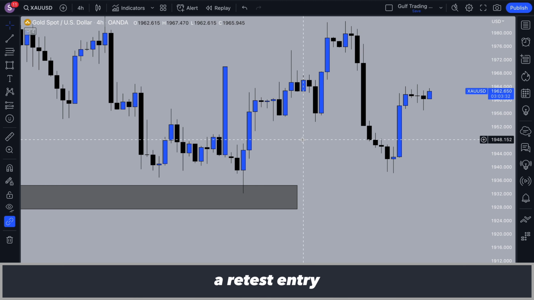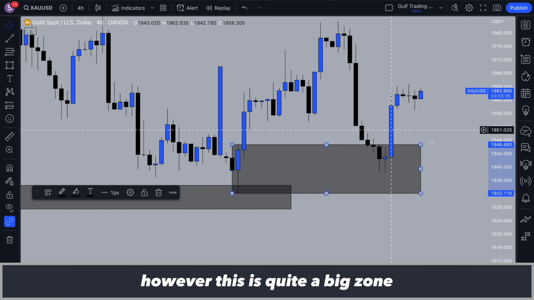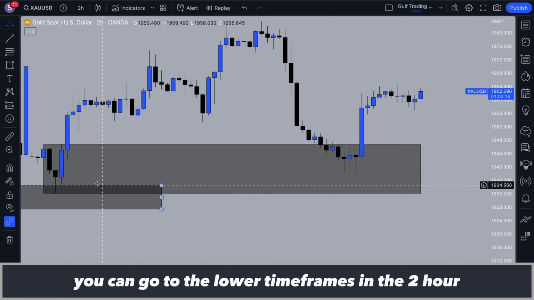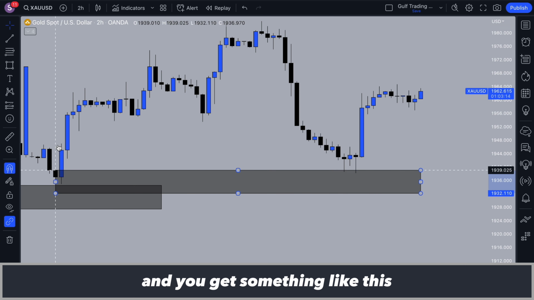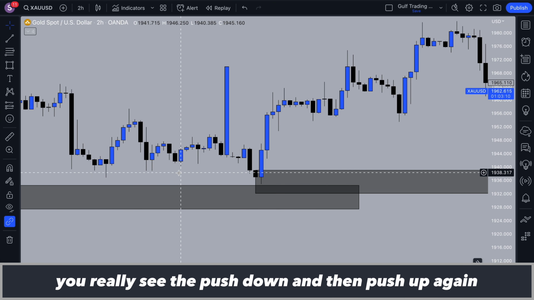confirmation, a retest entry, and you could either stay on the 4 hour, mark up this zone. However, this is quite a big zone, and so if you wanted to refine it a bit, you can go to the lower time frames, on the 2 hour, and you get something like this. Nice 2 hour zone. You can really see the push down and then push up.